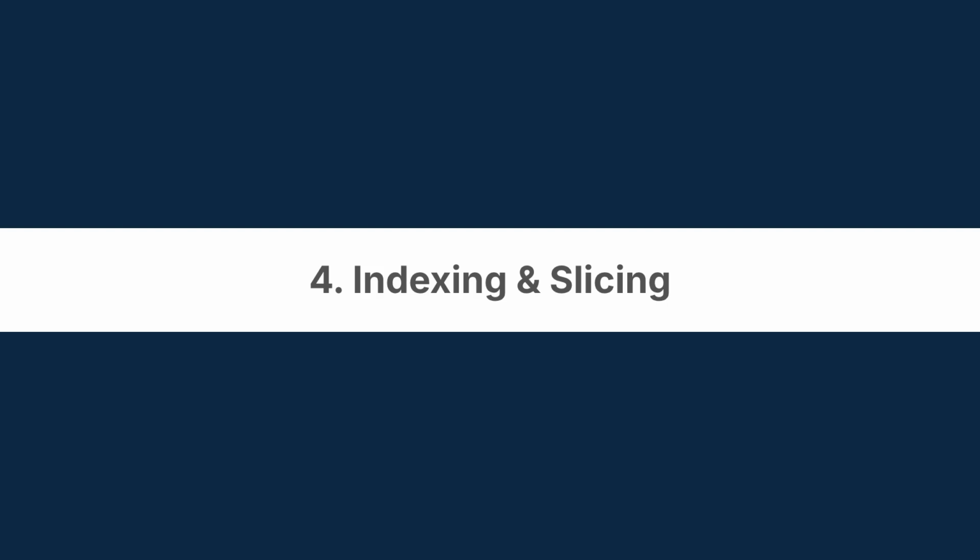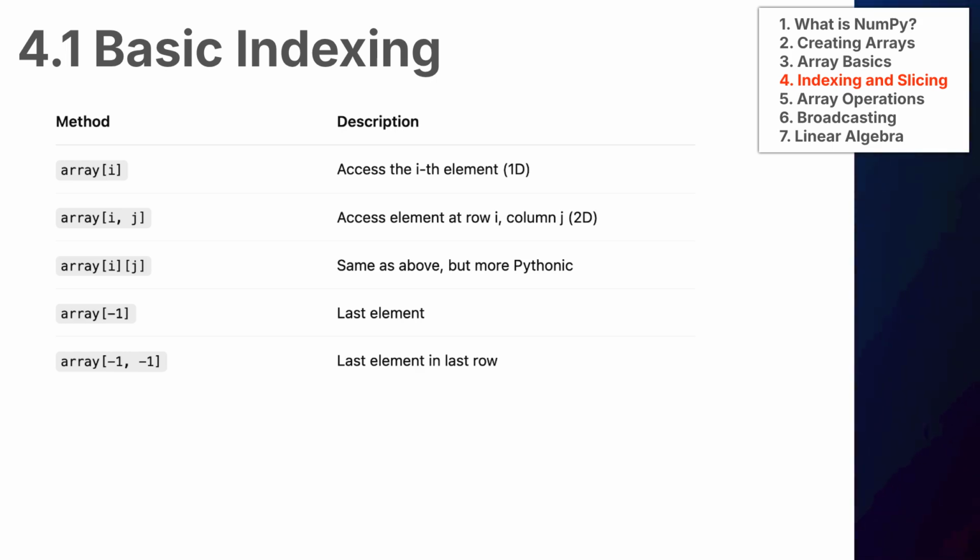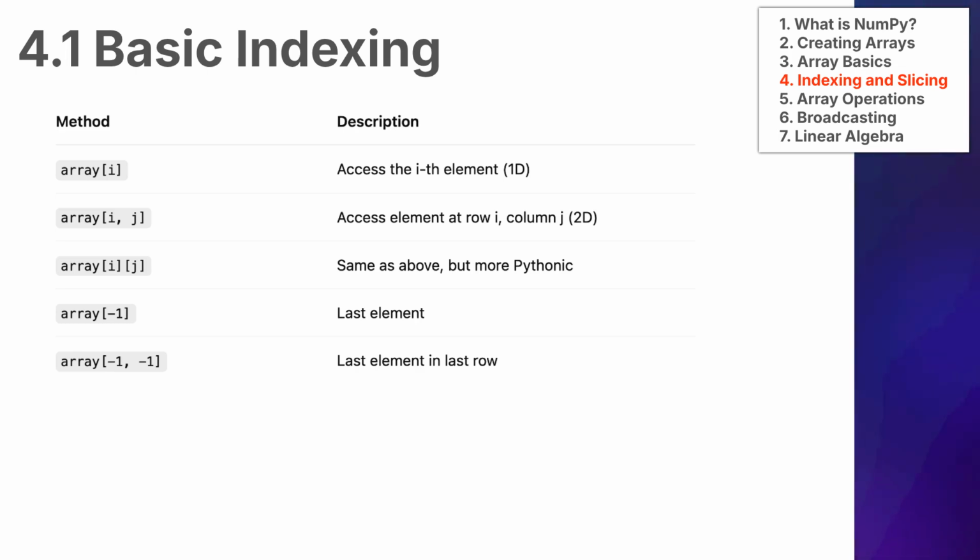Four, indexing and slicing. One, basic indexing. These are the basic indexing. Imagine a NumPy array is like a row of boxes or a table, and you want to reach in and grab a specific item. That's exactly what indexing allows you to do.